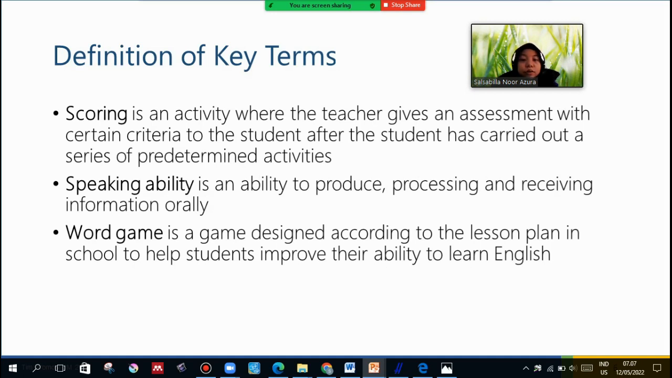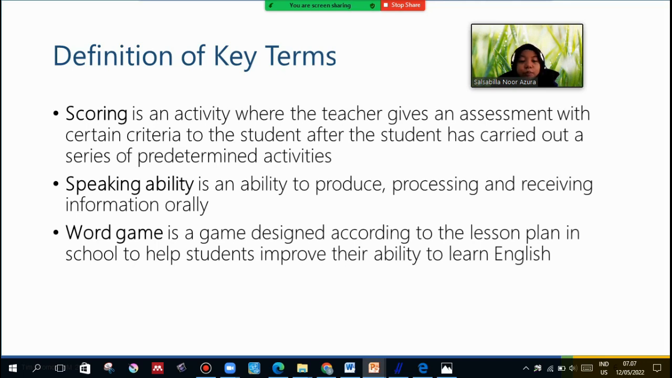The definition of key terms. The first one is scoring. It's an activity where a teacher gives an assessment with certain criteria to the students after the students have carried out a series of predetermined activities.